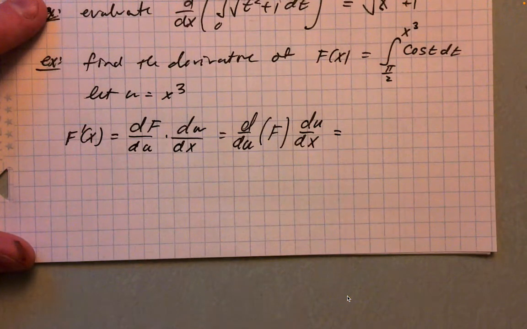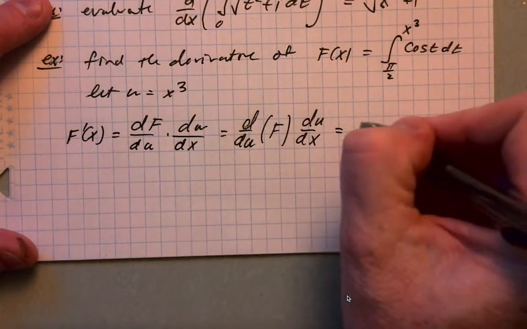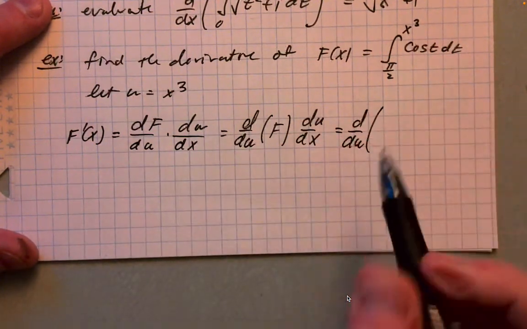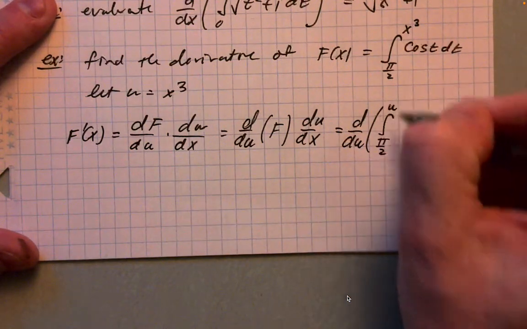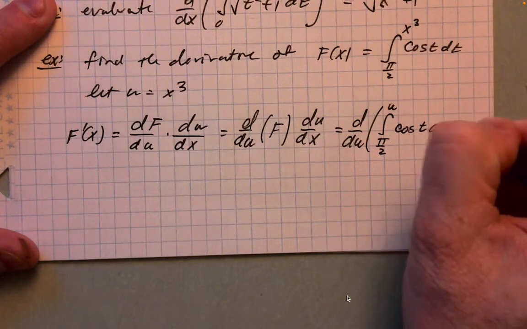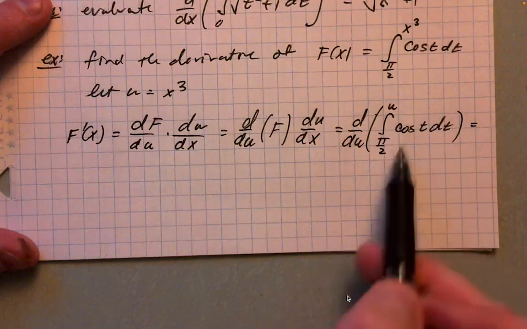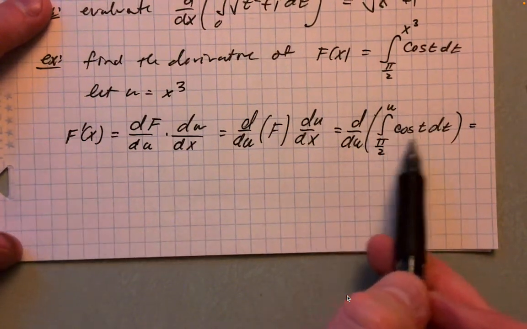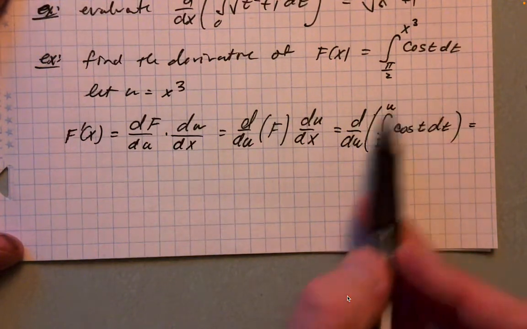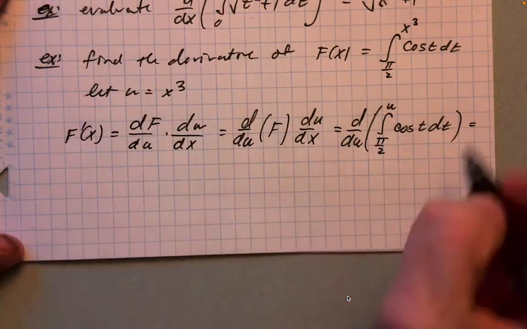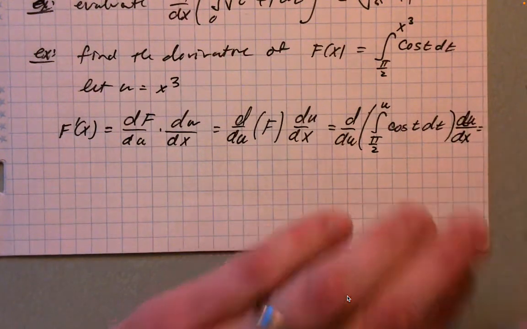Now, what is f? Let's plug it in here. So this would be d du of the integral from pi over 2 up to u of cos t dt. Again, just plugging in the u for the x cubed here. Now, cosine is continuous on the entire real number line, so we don't have to worry about that. We can just use the second fundamental theorem here and get that piece of, oh sorry, I do need the du dx here. Let's not forget about that.